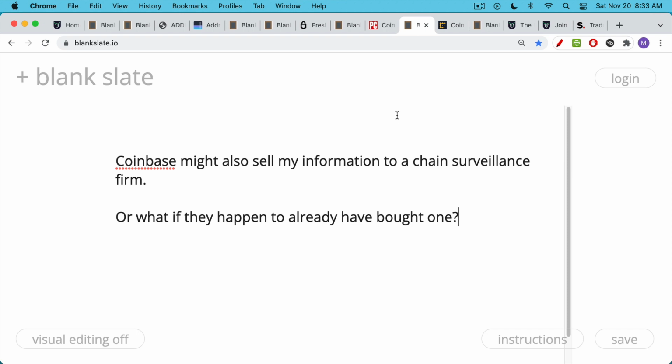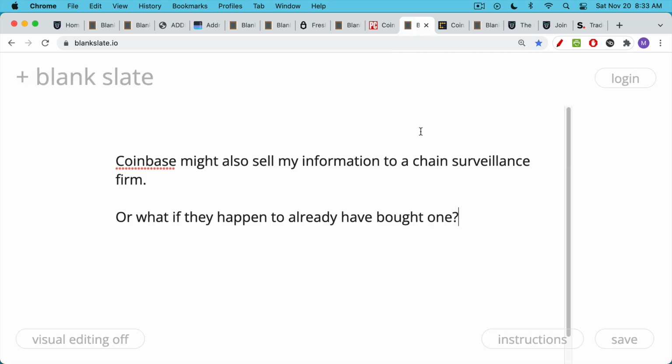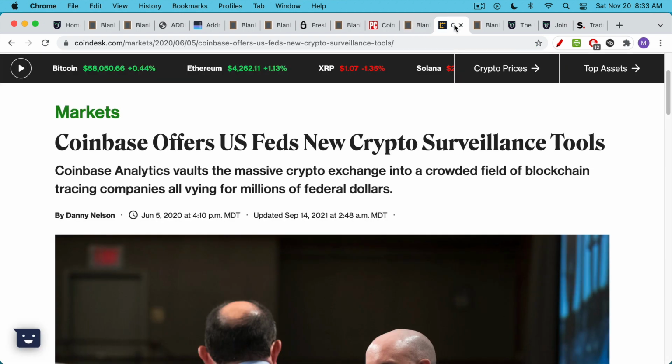Another thing Coinbase could do, let's say they normally keep my information private, my personal information, my home address, face, birth date, etc., and my Bitcoin addresses that I withdraw to. But they could also, and exchanges do this, they could also sell my information to what's called a chain surveillance firm, which does sort of what we've been doing here at a very high level. They study the blockchain and they try to figure out who owns what. So the thing about Coinbase is we know that they do this not because they've told us that they sell the information to a chain surveillance firm, but because they actually bought a chain surveillance firm and incorporated it. It's now called Coinbase Analytics, and they actively provide their services to the U.S. federal government.